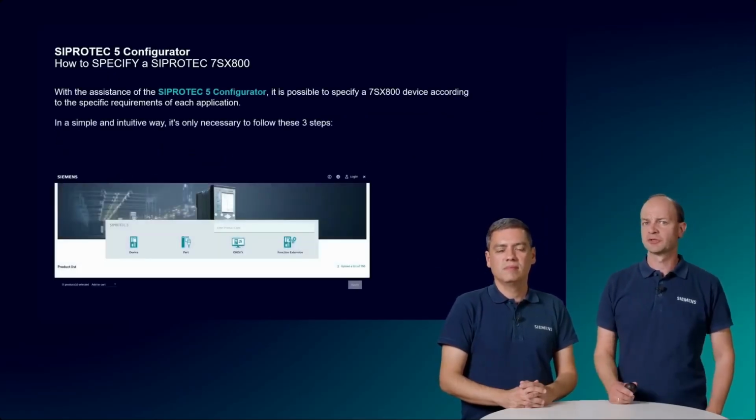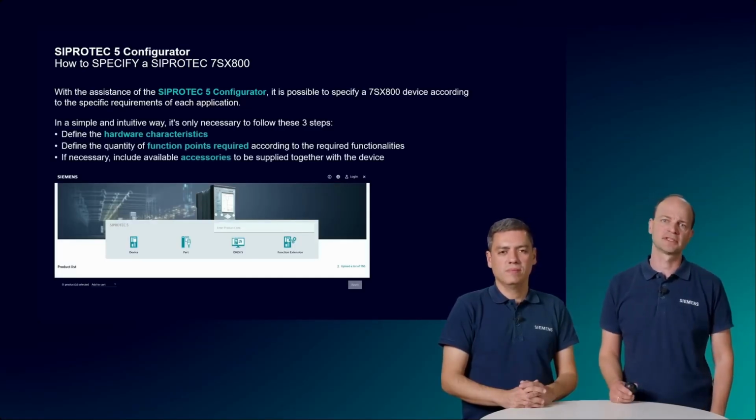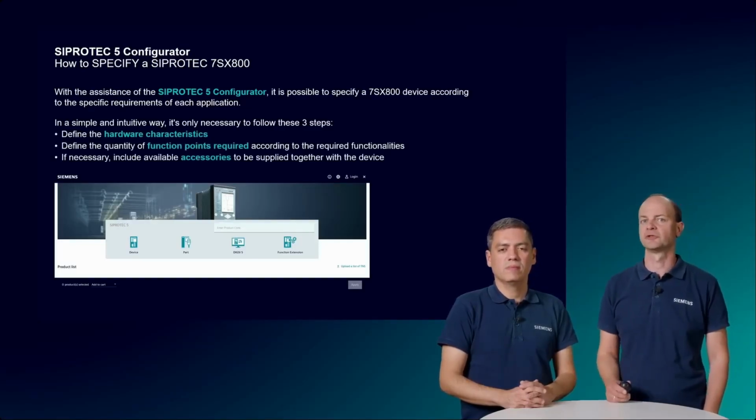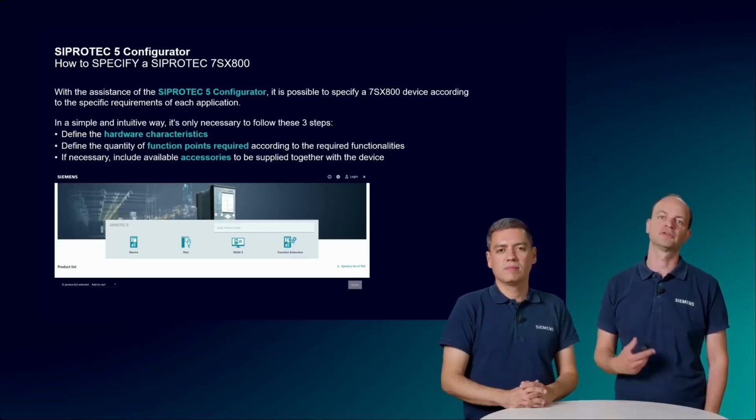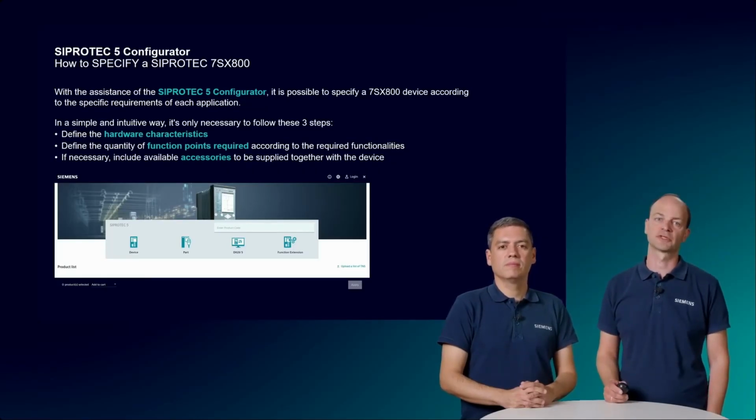The web-based SIPROTEC 5 configurator assists you in selecting exactly the 7SX800 device that is required for your application. You simply need to follow these steps. Select the characteristics of the hardware, define a number of function points based on the required functionality, and, if necessary, you can also select accessories for the SIPROTEC 5 compact device. So much for the theory, but let's see now how the configurator works in practice.